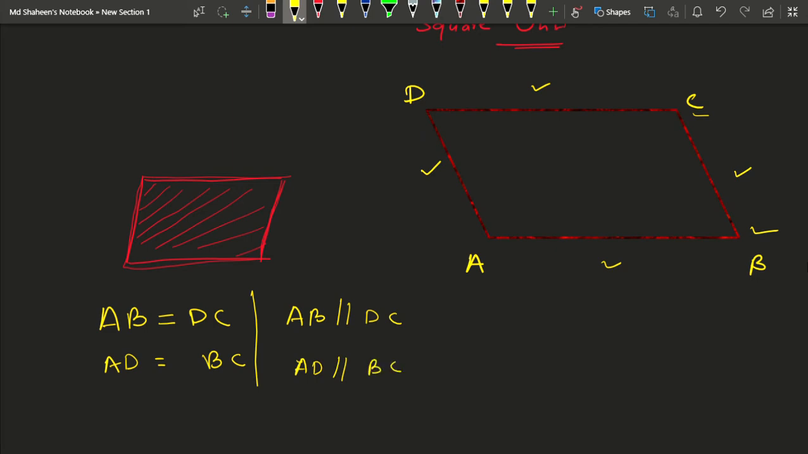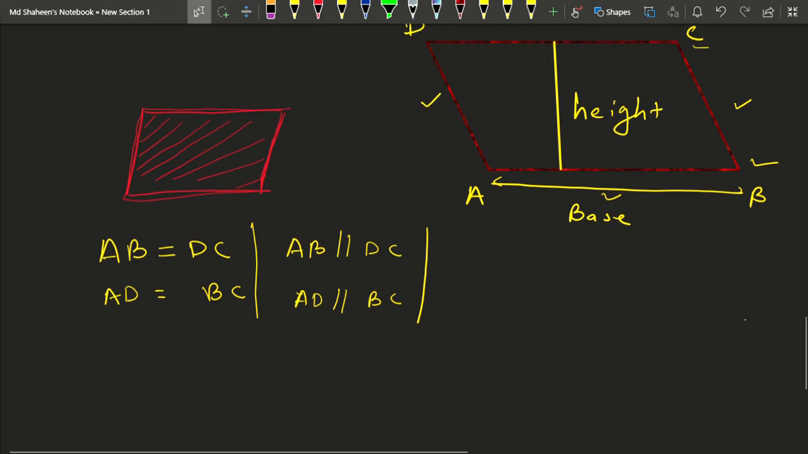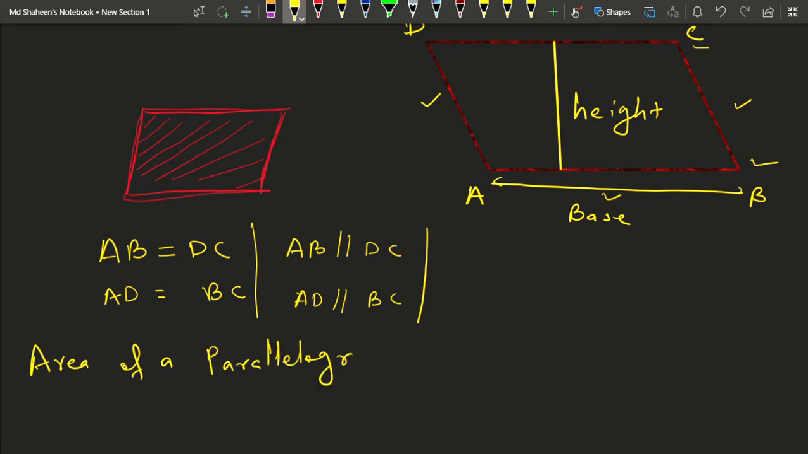Okay, so what is the area of a parallelogram? If you want to find the area of a parallelogram, you need to know two things. First, the perpendicular distance between two parallel lines. We call it height, the perpendicular height. And this side from A to B, let's call this the base. So the area of a parallelogram is base multiplied by height.